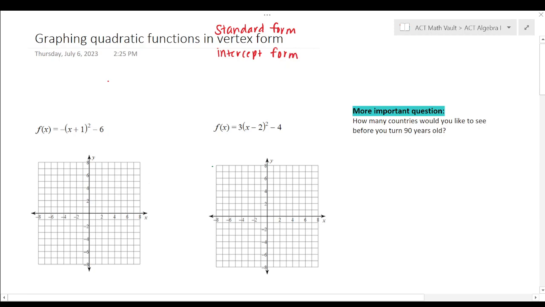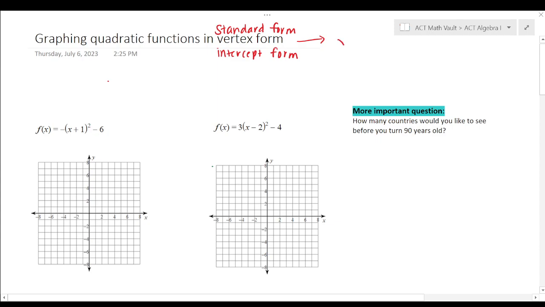So what I love about vertex form here is the vertex of the parabola. Quadratics give you a parabola. The vertex is typically the most important part to figure out so that you can graph it from there. So for this first problem, I can tell right away what the vertex is based on the looks of the problem.